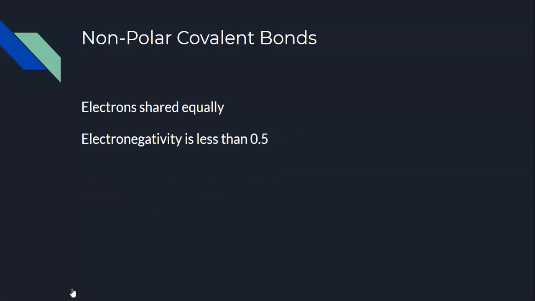And then nonpolar, the electrons are going to be shared equally. We see this a lot with diatomic elements, which are the same element attached to itself. So hydrogen attaching to hydrogen becomes H2. Electronegativity difference is going to be less than 0.5.